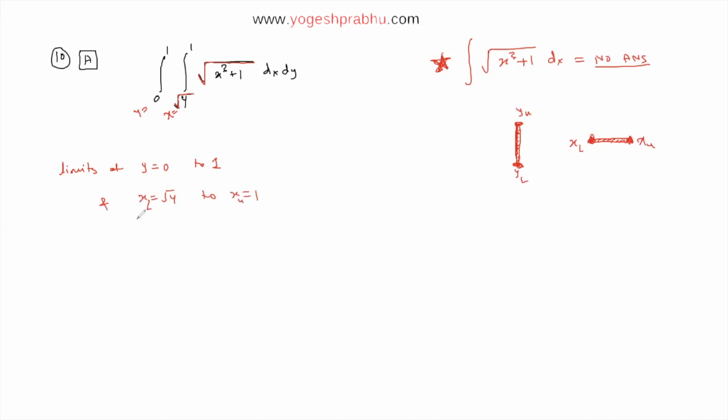This is the lower limit and this is the upper limit. So what if I square this? I get x square equal to y. This is a parabola, right? So the lower limit is a parabola and x equal to 1 is a straight line. So now we have to work in reverse and find out the area.